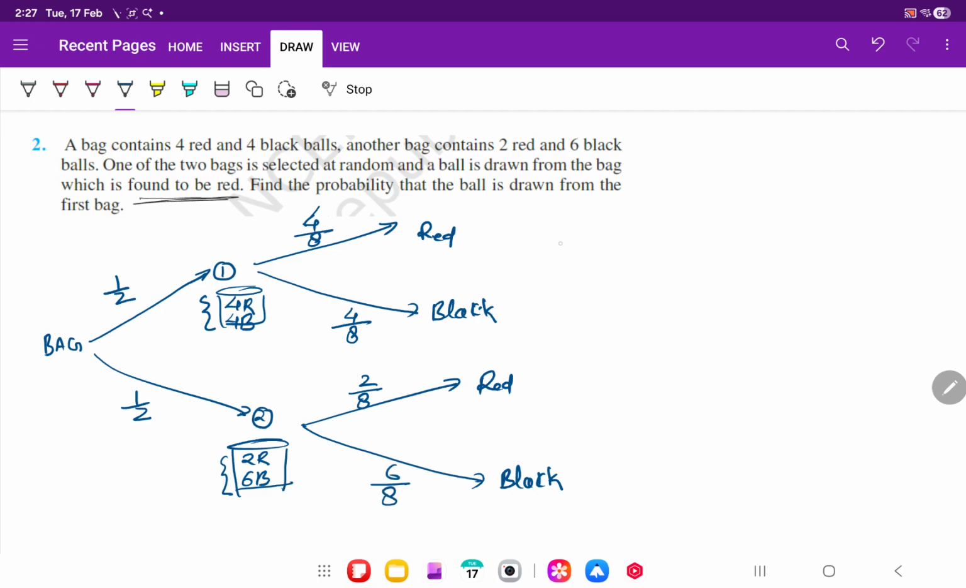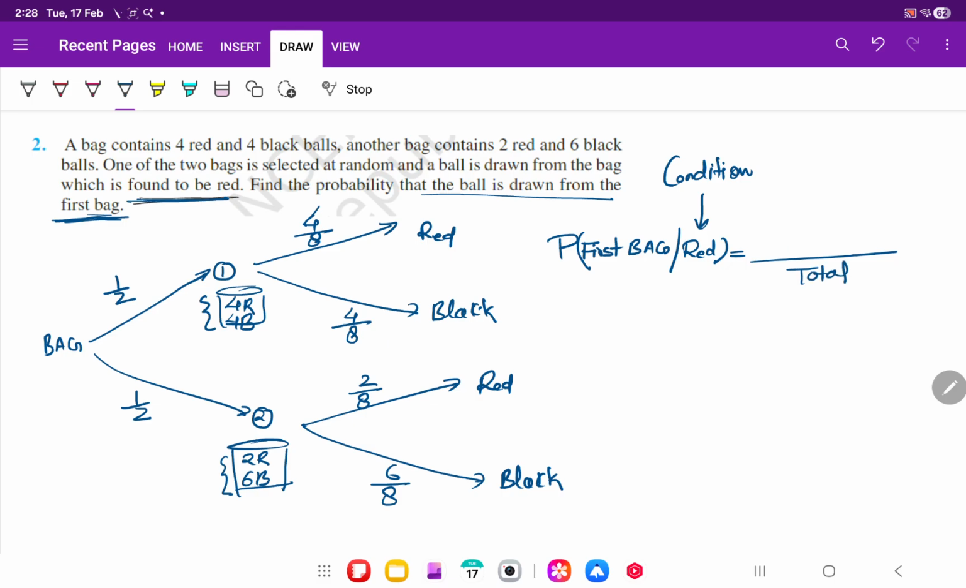What do they want? They want the probability that the ball is red and the probability that it was pulled from the first bag. The probability that it was taken from the first bag, and what is the condition? It has to be red. This is the condition. Remember that red has to be there. So probability is favorable by total possibilities. That is how we get probability.